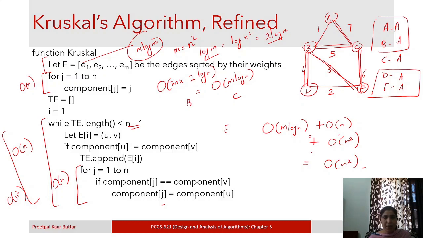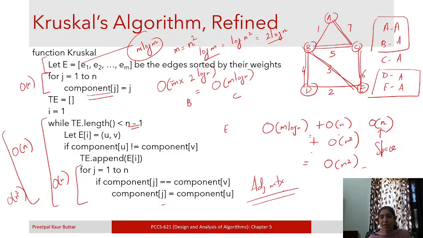And space complexity, we are creating this array component I, right? And it will be created for all the vertices. The number of vertices are n, so the space complexity will be order of n. So this is the complexity of Kruskal's algorithm using the adjacency matrix, right?